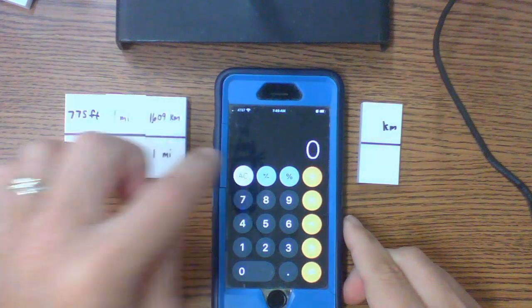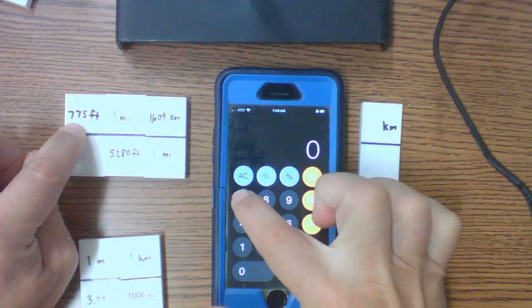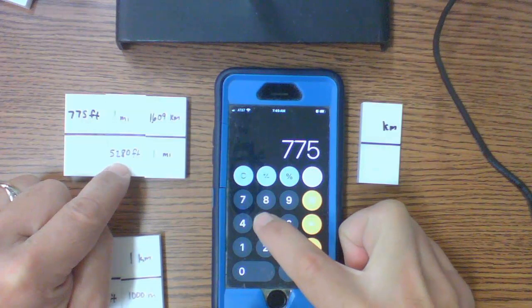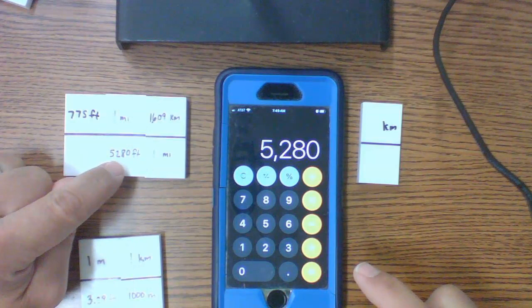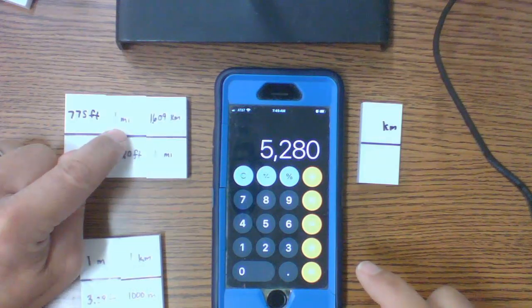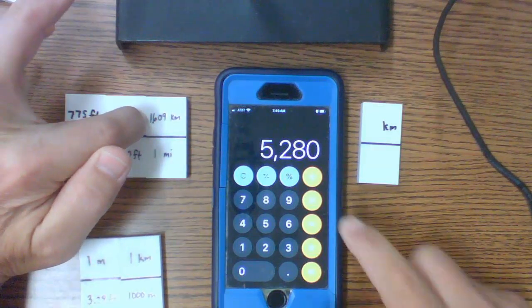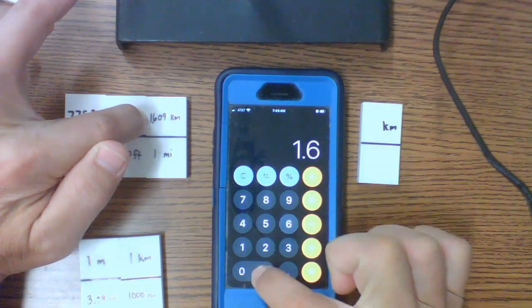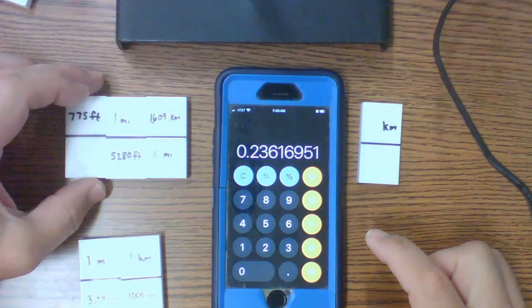Okay, we'll go ahead and get our calculator here. If I look at the first route that I did, I'm going to start with my number 775. I'm going to divide it by 5,280. The reason why we're dividing is because the number that we're using is on the bottom. We never worry about the one part. Now the next domino, though, has the number on the top. So now we're going to times this by 1.609, and that'll give us our answer of how many kilometers we have.